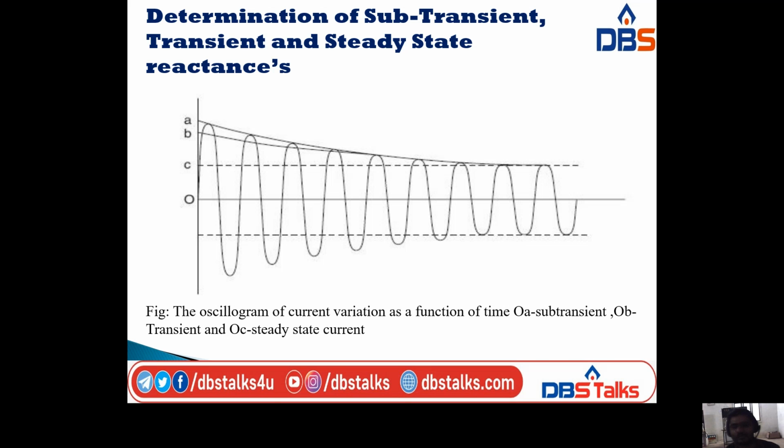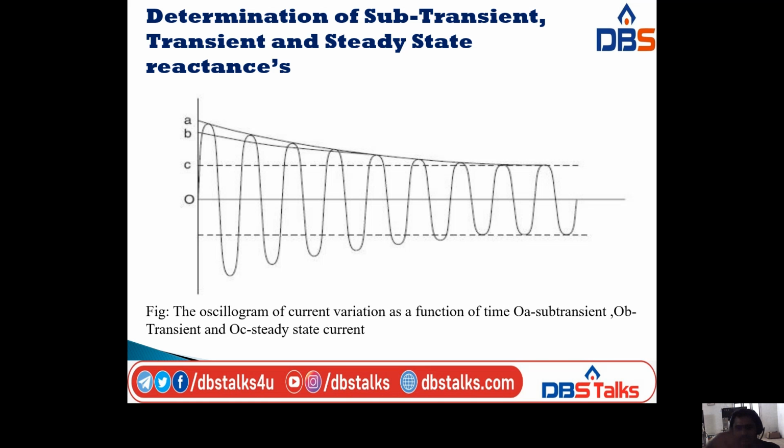Here I am indicating the three points along with the O point. O is the origin point, and next we have A, B, C. In this diagram we have two curves and two dotted lines. The duration OA is called the sub-transient current. So O is the origin, and next we have the sine wave.